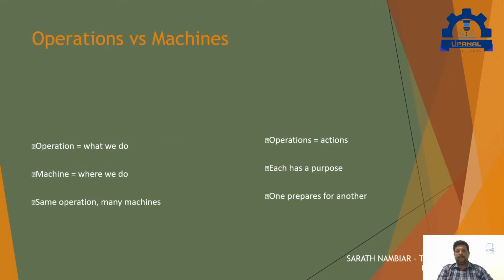Okay. Now, operations versus machines. In the simplest possible words, machining means removing unwanted material, as I told you. Now, what are operations? We have different operations. Operations are what we do on a machine. What are the things we do on a machine?